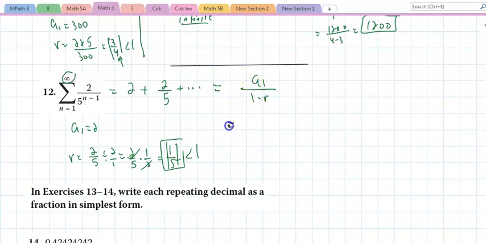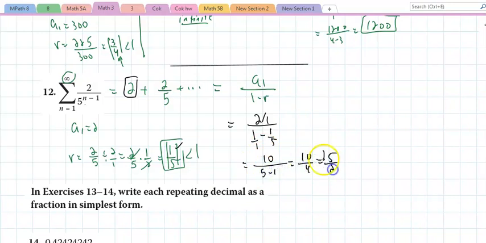That is, the very first term, which is a 2, divided by 1 minus r, which is 1/5, complex fraction again. That is 10 over 5 minus 1. That would be 10 over 4, which is 5/2. This infinite sum will be 2.5.